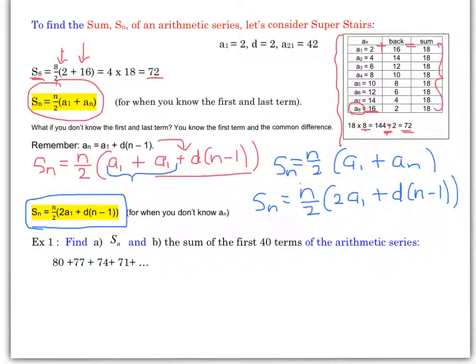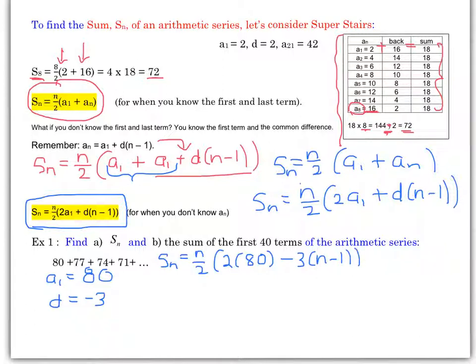So this first example says, find S sub n and then the sum of the first 40 terms. So let's look at what we have. We have a sub 1, and because I have several terms, I can figure out that my d is going to be a -3, and I don't have a sub n. So we can figure out that our S sub n, so it's just a generic n, is going to be n over 2, and I'm going to use the second formula because I don't know a sub n. So I have 2 times my first term, 2 times 80, and it's going to be minus 3 times n minus 1. And we're going to then simplify this out.